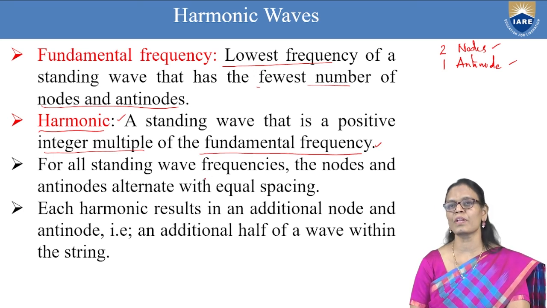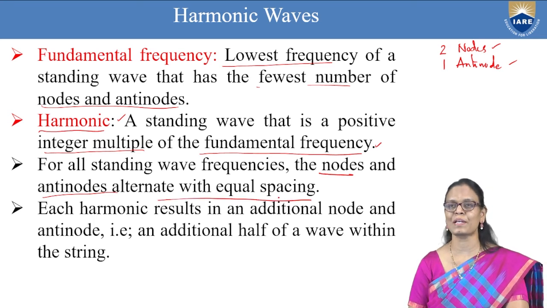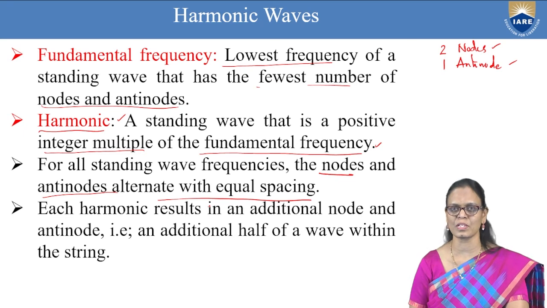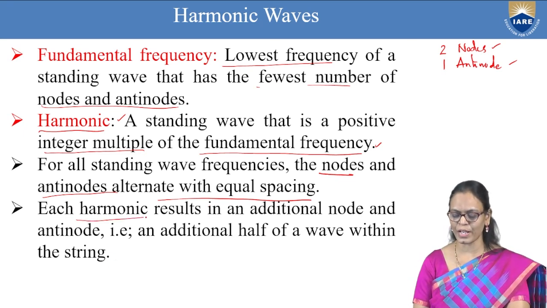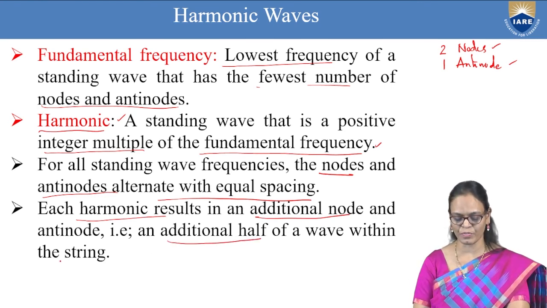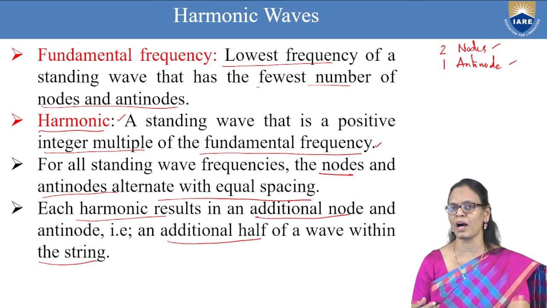For all standing frequencies, the nodes and antinodes alternate with equal spacing. This also we have discussed. The distance between any two nodes or antinodes is fixed and they are equally spaced. So each harmonic results in an additional node. As the number of waves increases, the number of nodes also increases. So an additional half of the wave is introduced within the string. For each harmonic, half a wavelength is being introduced.